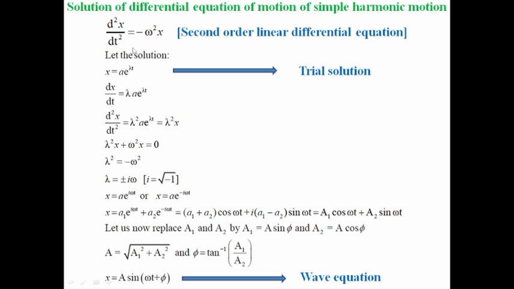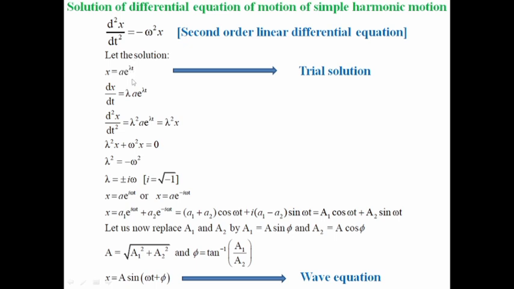Now to solve this, you have to consider a trial solution. Here we are considering the trial solution x equals a e to the power lambda t. Here t is the variable, and lambda is the root of this second order differential equation. As it is a second order differential equation, you will have two lambdas. If you have a third order differential equation, then you will get three values of lambda.